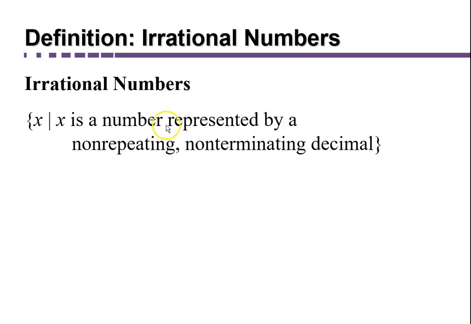And let's go on to a definition in set builder notation. An irrational number, x, is such that x is a number represented by a non-repeating, non-terminating decimal. And we've covered that now a number of times.